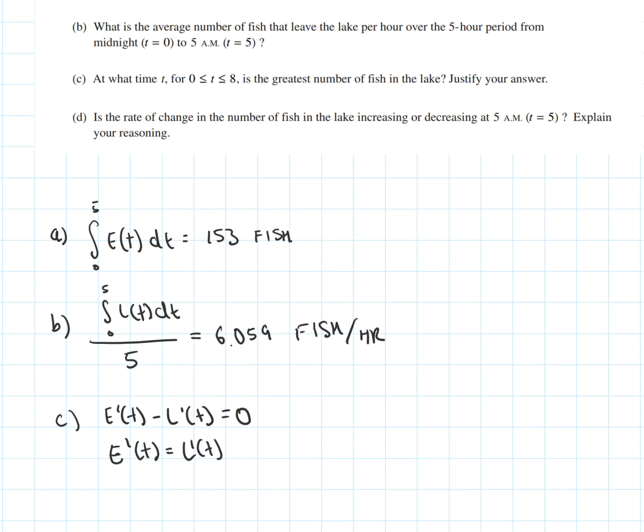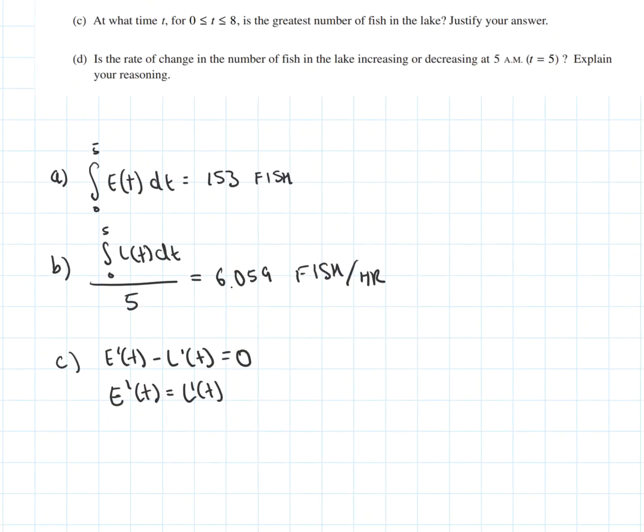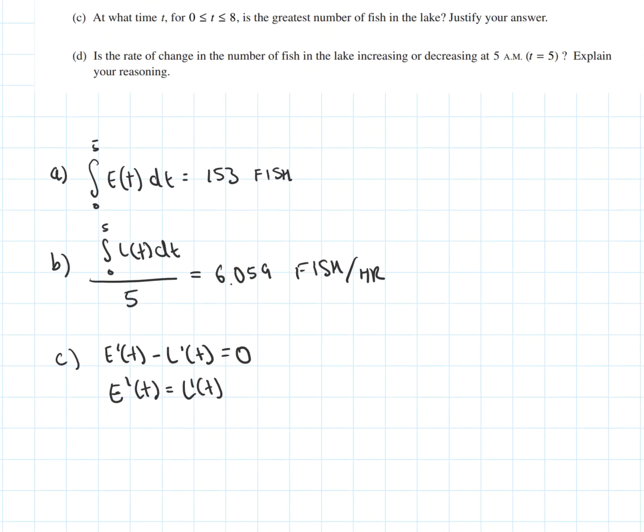Okay, so now we can plug the equations into our calculator. We can find the derivative of these using our calculator, and we can plug them in to find what t is. And we get that t equals 2.833.